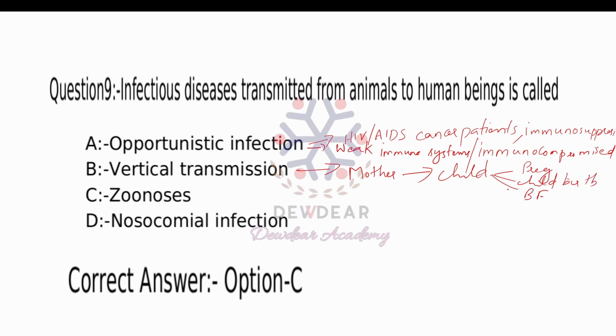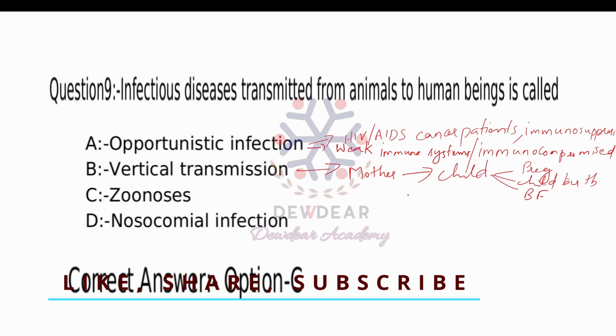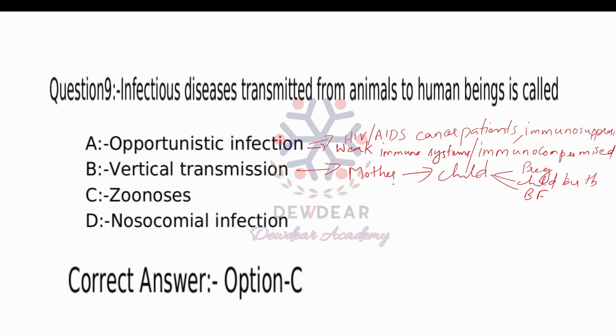So these are the different cases in which the infection is transmitted from mother to child. And the different infections which may be transmitted include HIV, syphilis, and also hepatitis B. Hepatitis B is also transmitted from a mother to her baby.